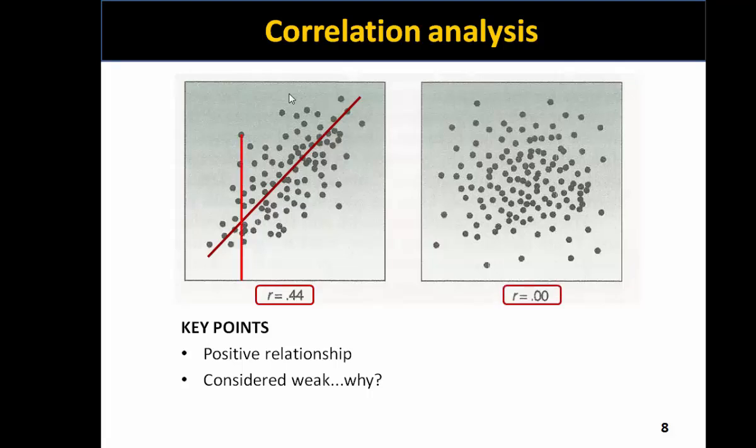So on the right hand side, we see a research study that yielded a correlational statistic of 0.00. And the key point here is that we would not describe this as positive or negative. We would just simply describe it as no relationship. And even with a visual observation, we see that there is no pattern that emerges from this scatter plot.